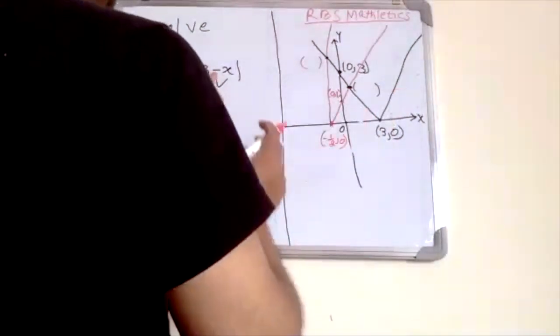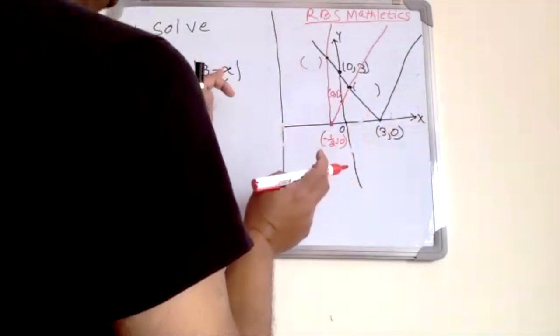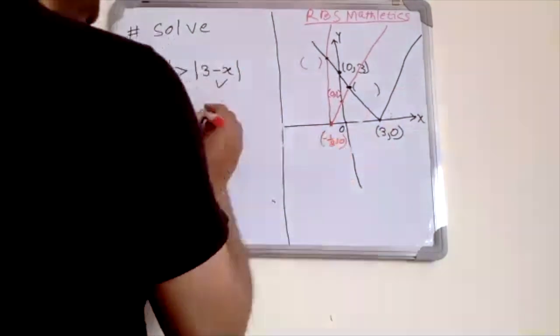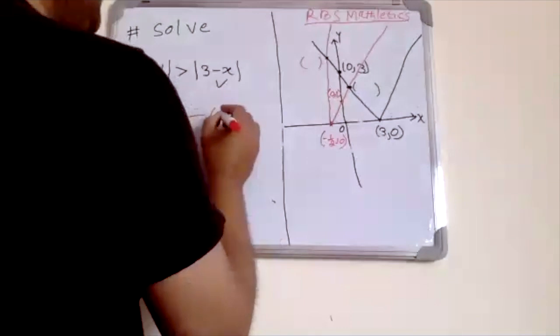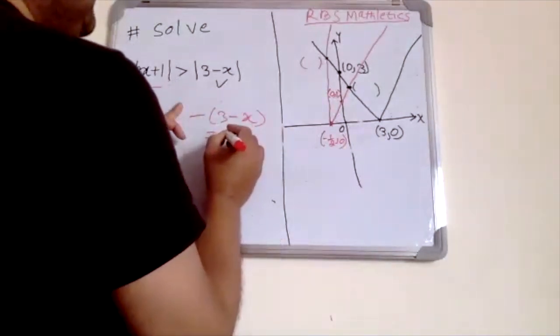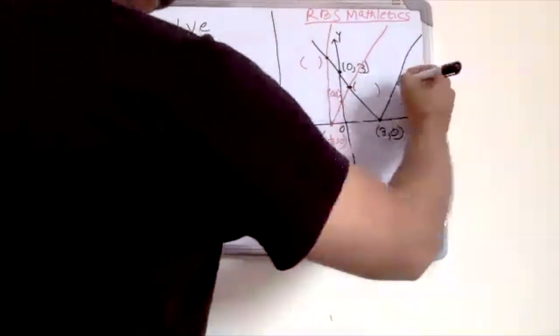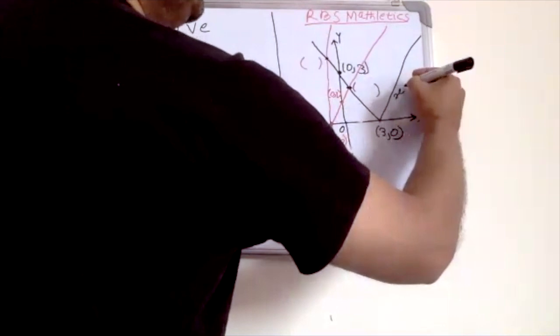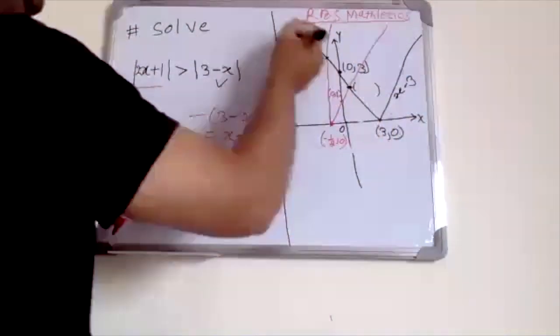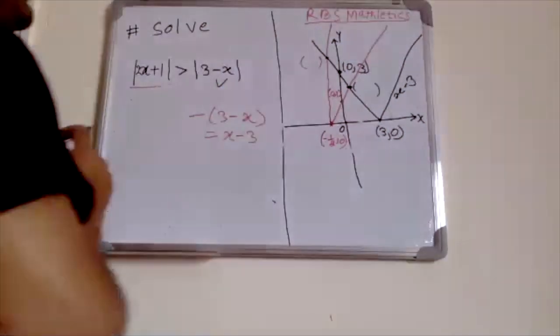Positive gradient means, as we have just seen earlier, if you take a minus sign in front of 3 minus x, it is going to be x minus 3. So this line is x minus 3. Now what about this line? This is also part of this equation in absolute form.